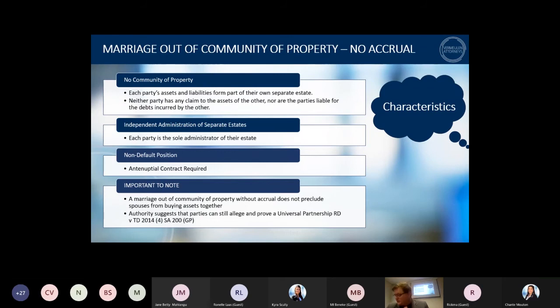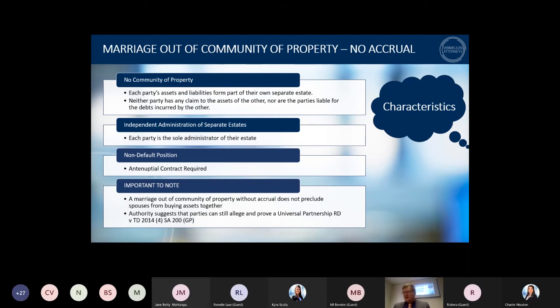There is also, and this is a very, very interesting point, which I dealt with a few years back in a case. You can, even if you are married out of community of property with no accrual, allege and prove a universal partnership. So you can say, we are married out of community of property, no accrual, but we purchased this property only in my spouse's name because I was not creditworthy, but we had an underlying agreement that it would be an investment property. I renovated the property. I added something to the universal partnership.